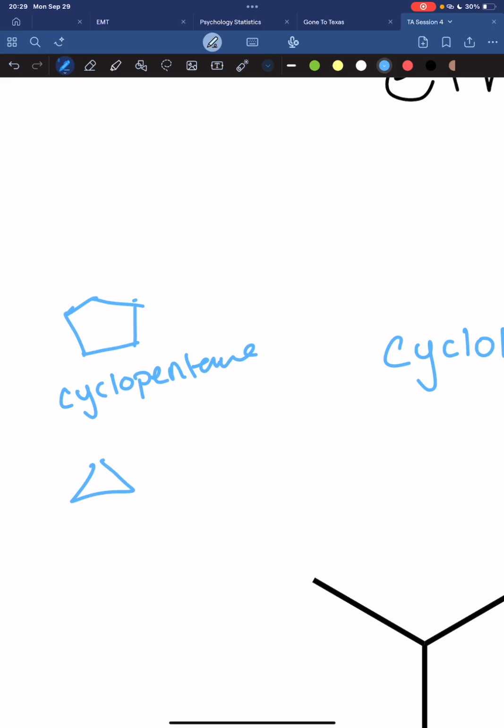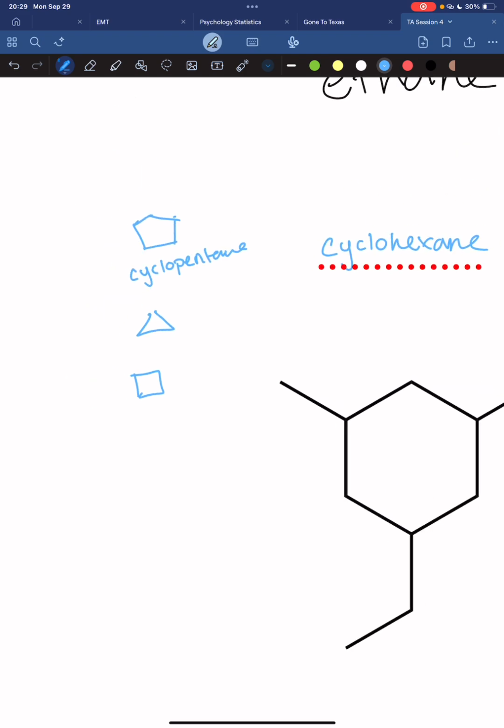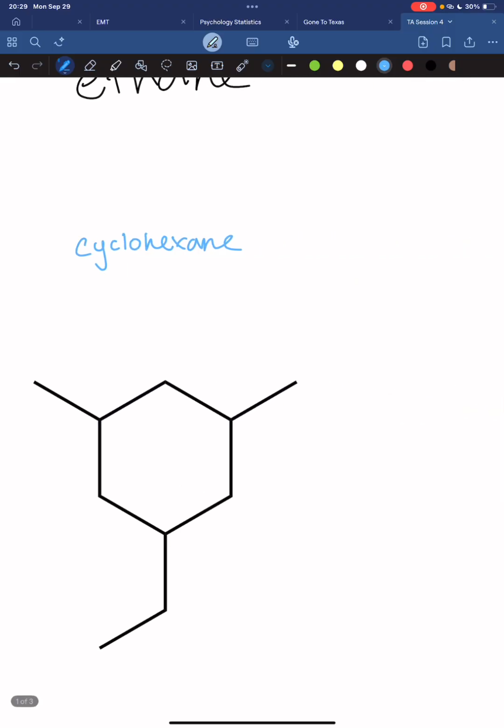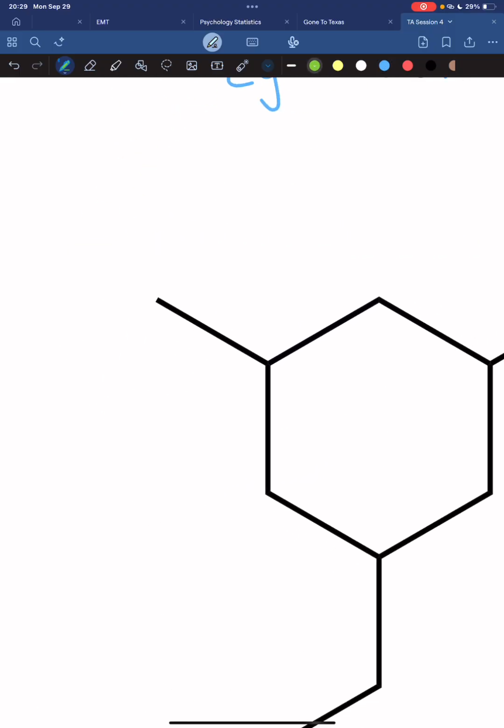And this one, what is this one? We have 3 carbons, cyclopropane. We have this one, what is this one called? Cyclobutane, and more. And you get the idea. So we have cyclohexane here. Go ahead and name all of our substituents.